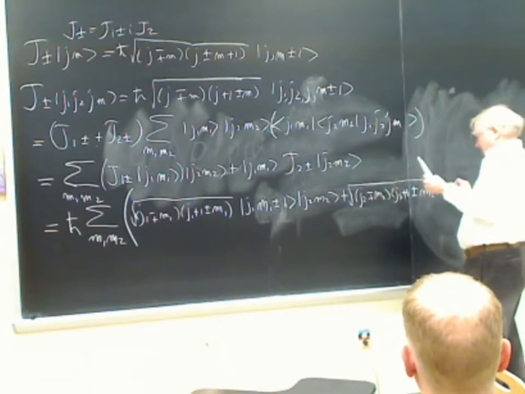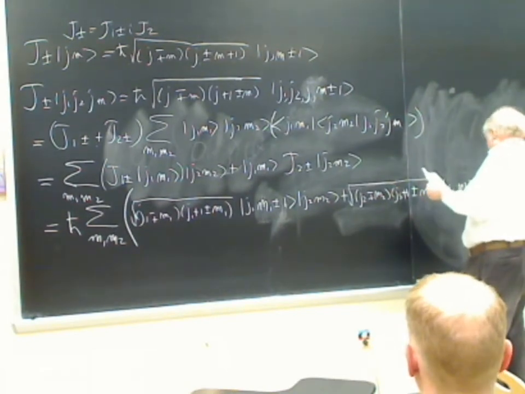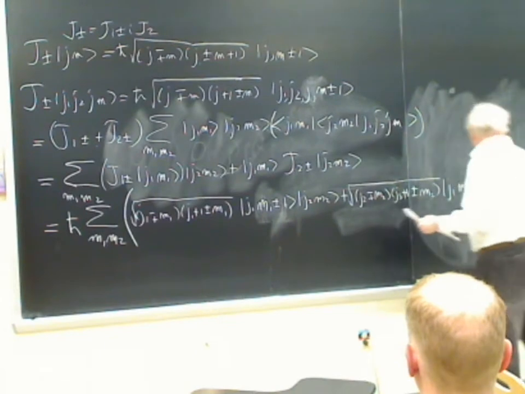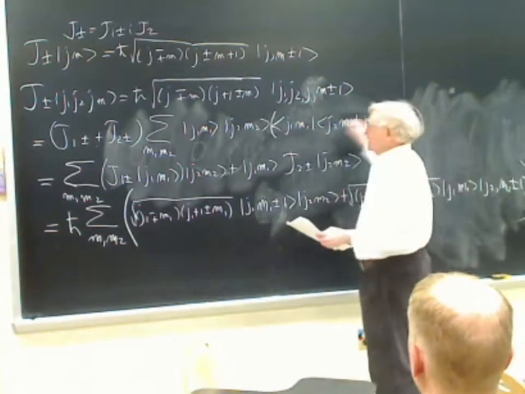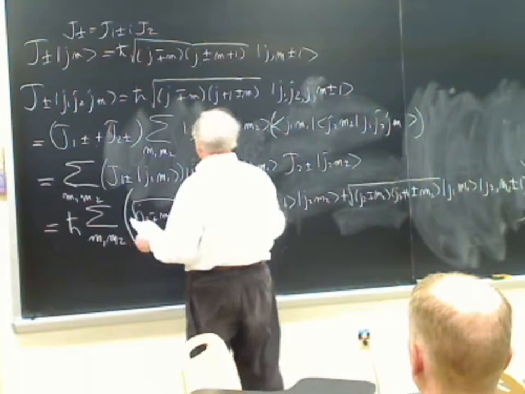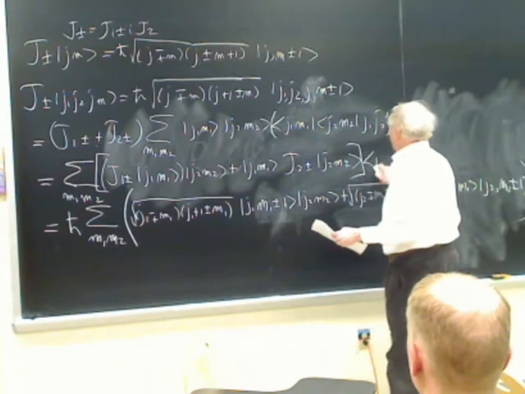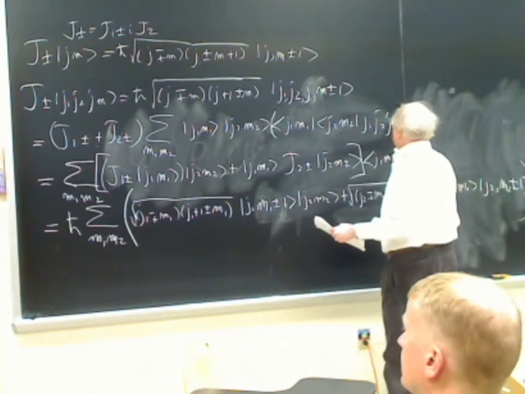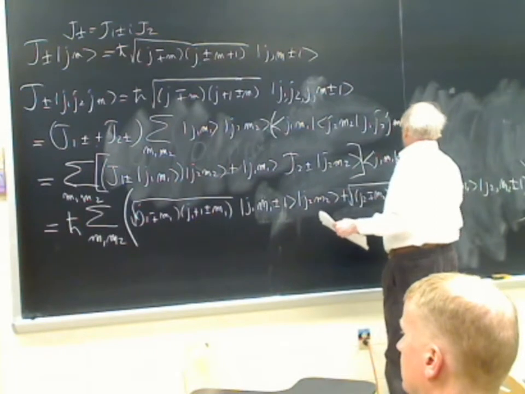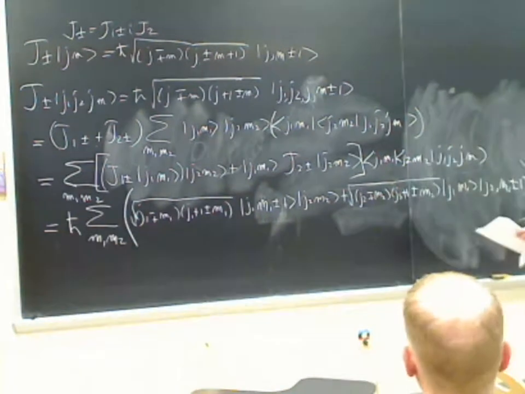|J1, M1>|J2, M2 plus or minus 1>. I'm almost getting dizzy here. And all of these guys are multiplied by the same Clebsch. Ooh, you guys should have said something to me. This thing here is multiplied by this Clebsch. I left out that Clebsch, and it sits over here.